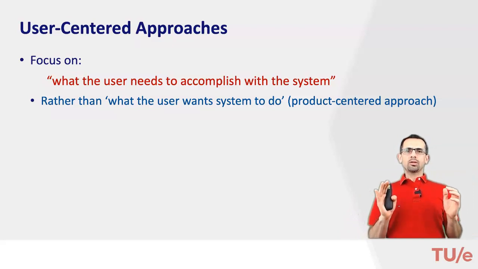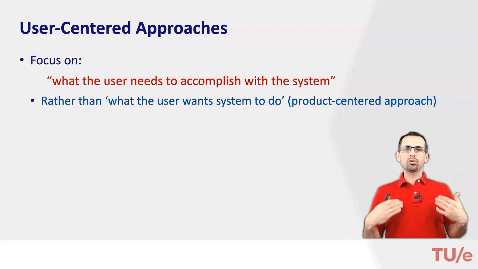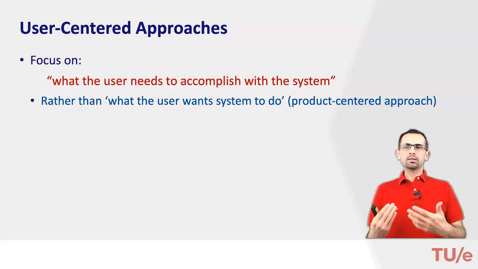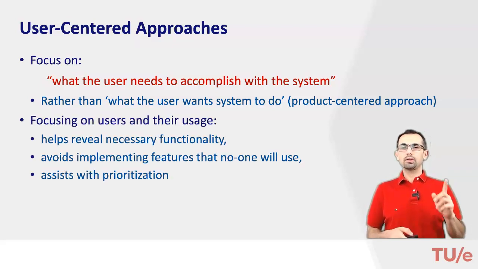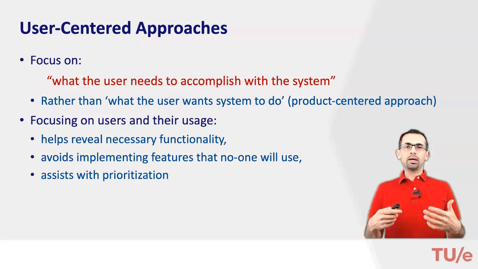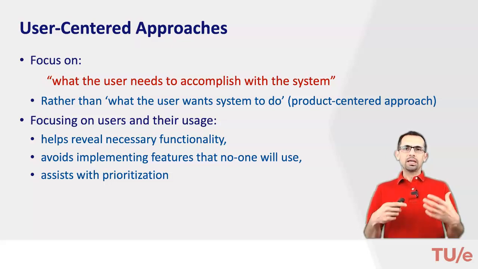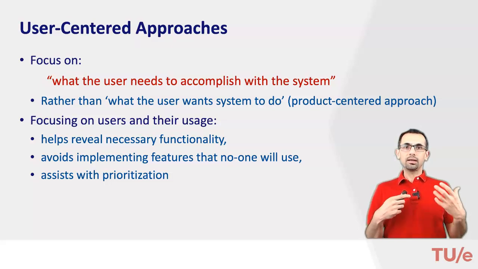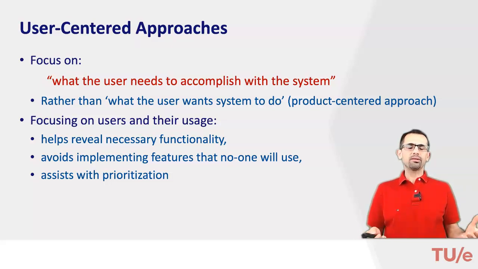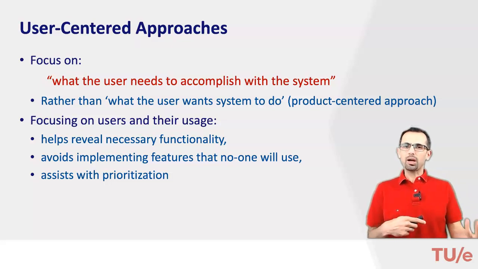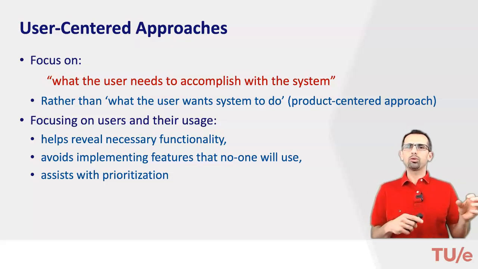We should first try to look at the functionalities from the users' perspective and ask ourselves the question of what does the user need to accomplish with the system. That is important. Okay, that's the question. So what do we achieve by focusing on the users? It helps us to understand the necessary functionality. Again, it avoids implementing features that will not be useful for the user, and it also assists us with the prioritization, to understand which is more important than the other stuff.